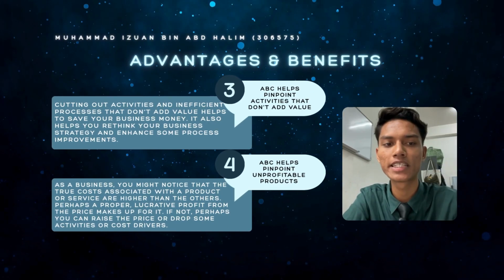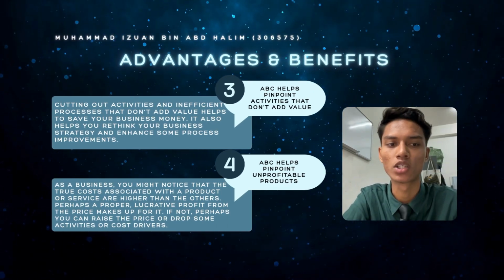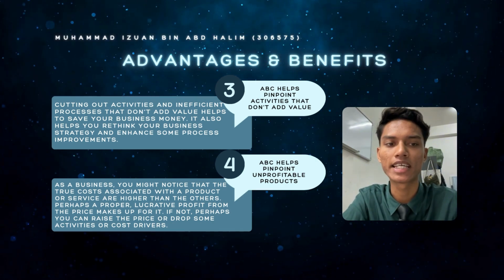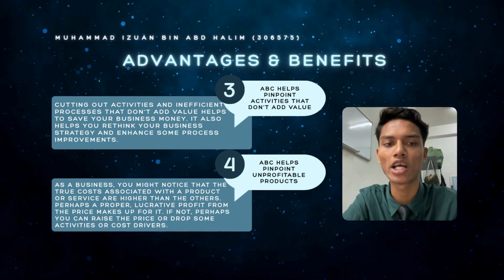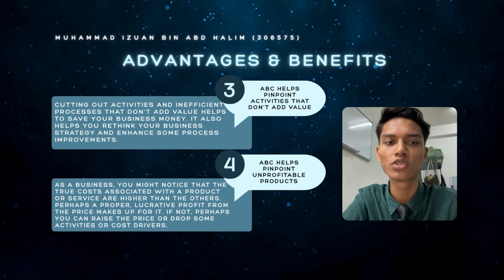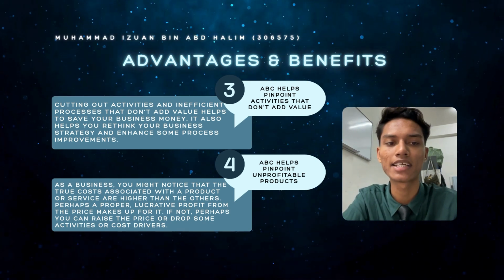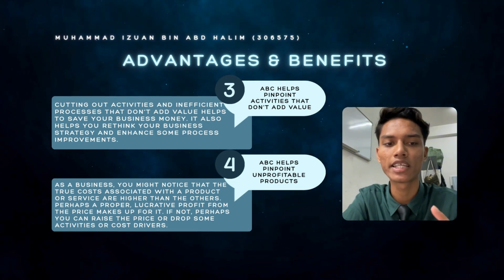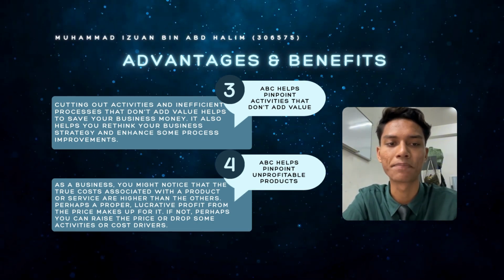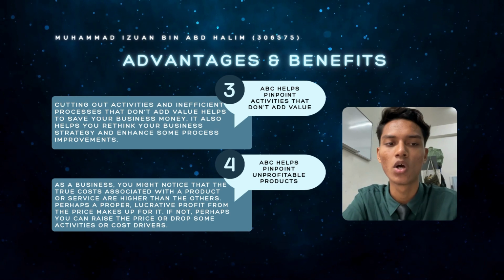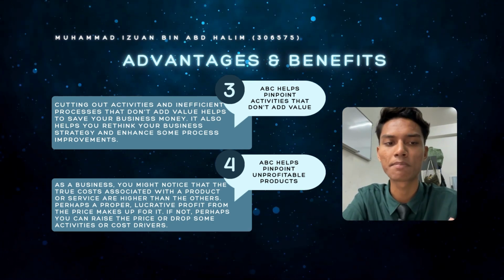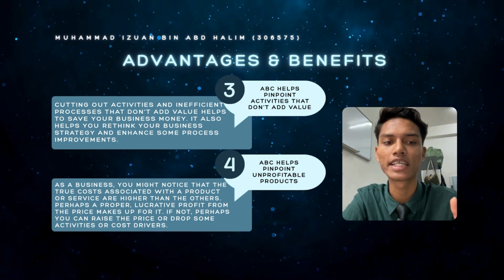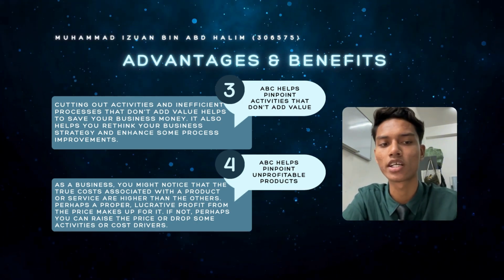Let's proceed with another major benefit of activity-based costing, which is that it helps pinpoint activities that don't add value. Cutting out activities and inefficient processes that don't add value helps you save your business money. It also helps you rethink your business strategy and enhance process improvement. Here's how it works. ABC involves identifying every activity involved in producing a product or delivering a service. We're talking about things like setup, inspection, rework, handling, even internal reporting. Each of these activities gets tracked and its costs are assigned to a product accordingly.